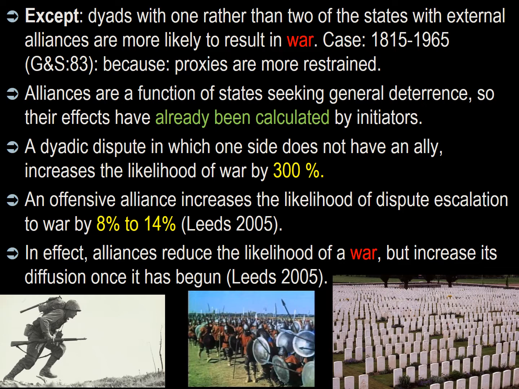A dyadic dispute in which one side does not have an ally increases the likelihood of war by 300%. So having allies does help bring peace through strength. An offensive alliance, which is an alliance where two countries join together in order to attack a target, an example of which would be the Syrian-Egyptian offensive alliance against Israel in their 1973 October War, increases the likelihood of a dispute of escalation to war by 8 to 14%. In effect, alliances reduce the likelihood of war, but they increase the diffusion of war once it's begun.